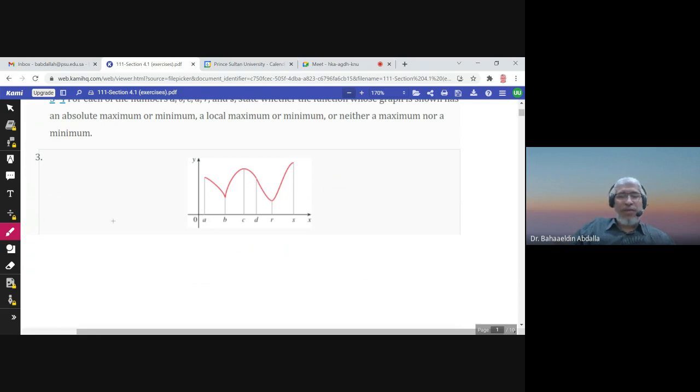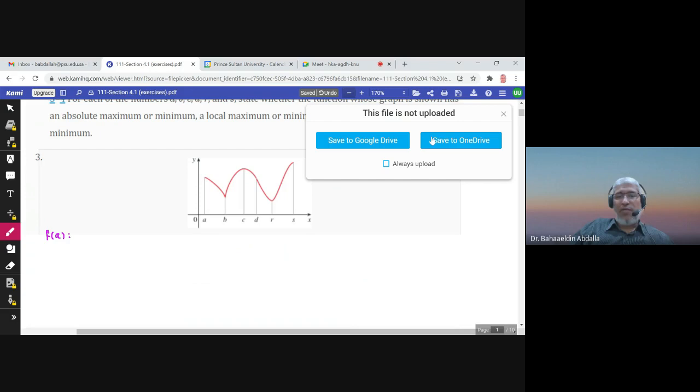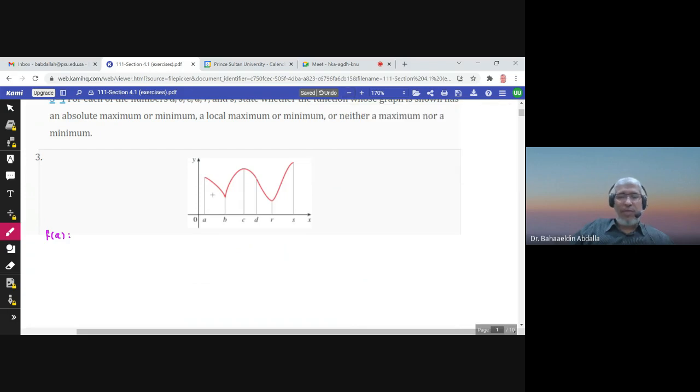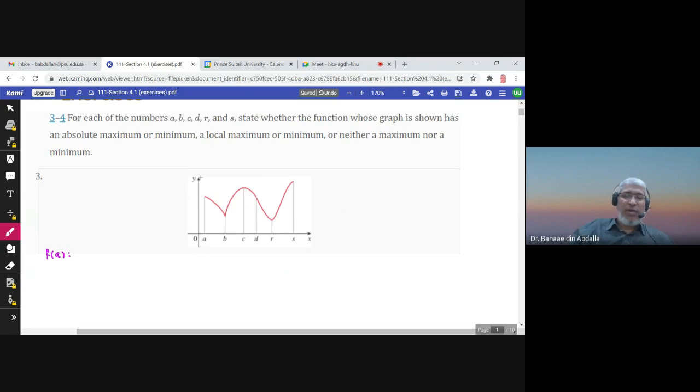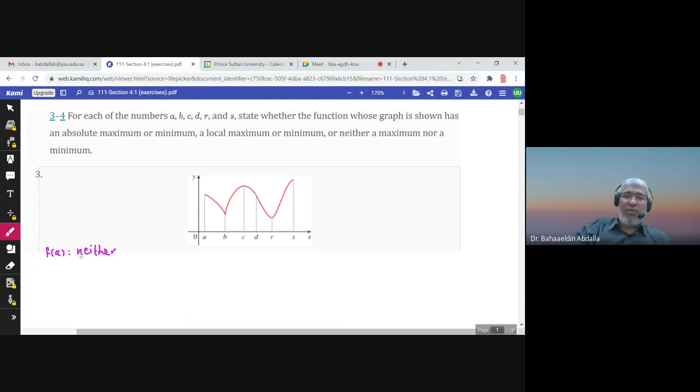So at f of a, we cannot have a local maximum, as we know, because it has to be on an interval. Is it an extreme? Is it an absolute maximum? No, because there are some other values of y above f of a. So f of a is neither absolute maximum nor absolute minimum.